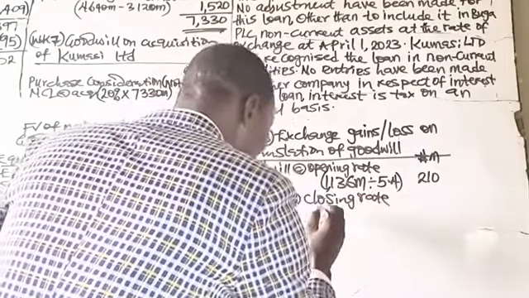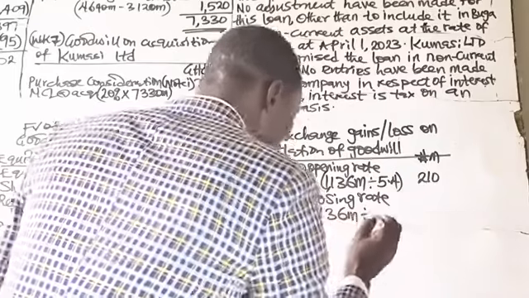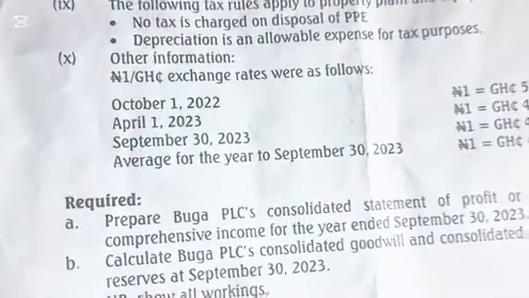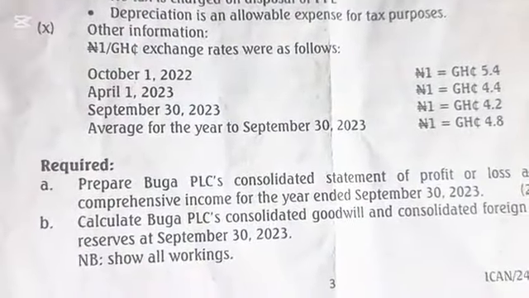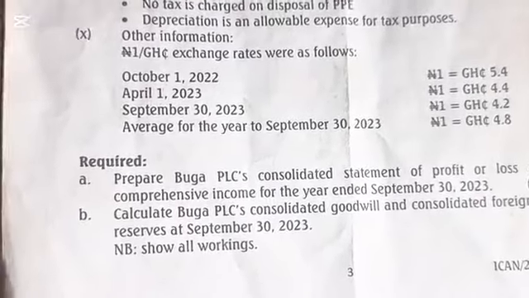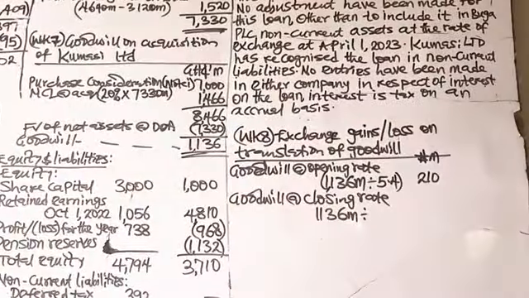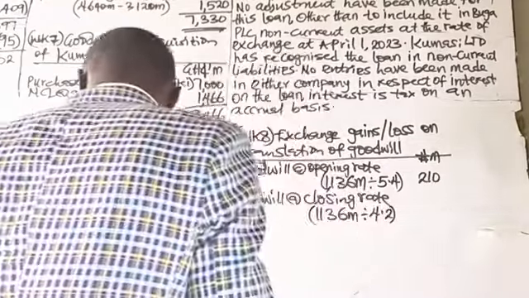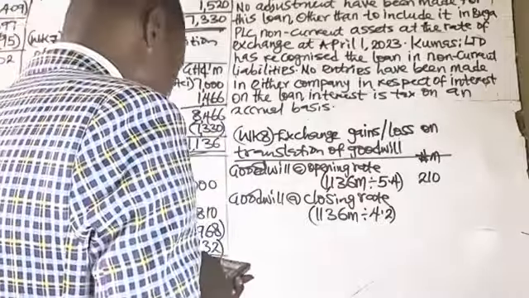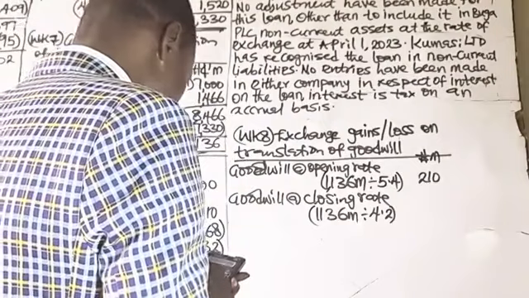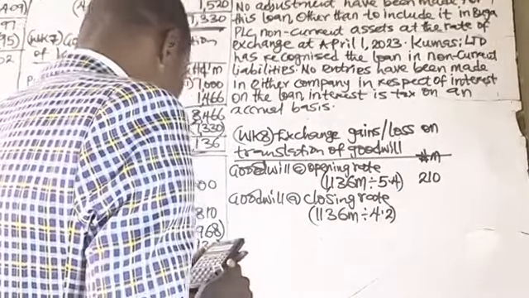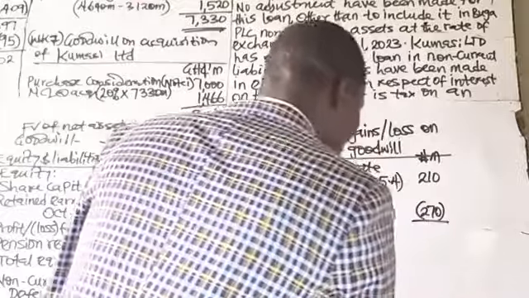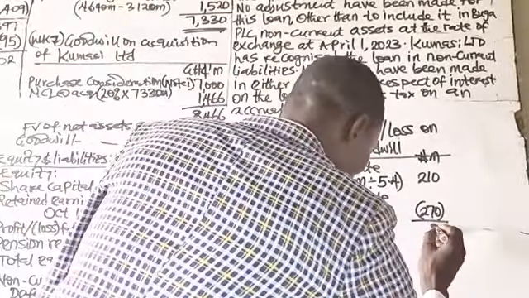So we translate the goodwill at the closing exchange rate. And the closing exchange rate from the same note 10, the exchange rate at September 30, 2023, is 4.2. So if you translate it, 1136 divided by 4.2, so we have 270. So the difference is 60.